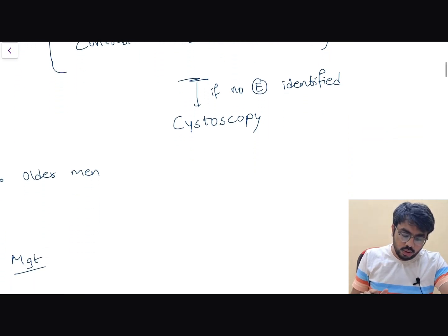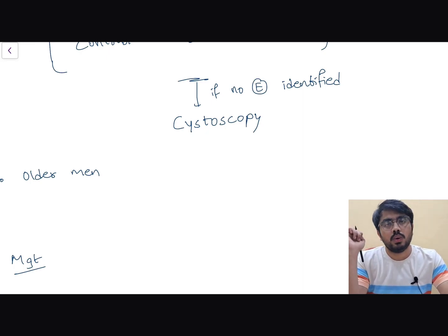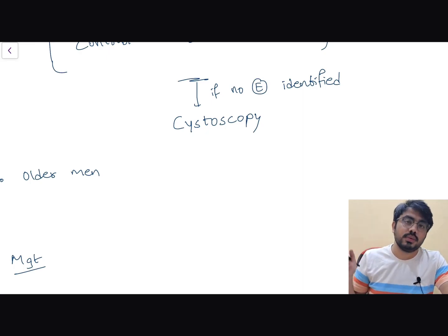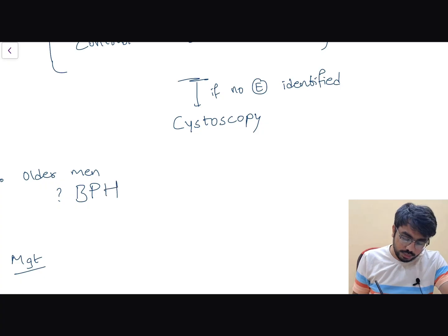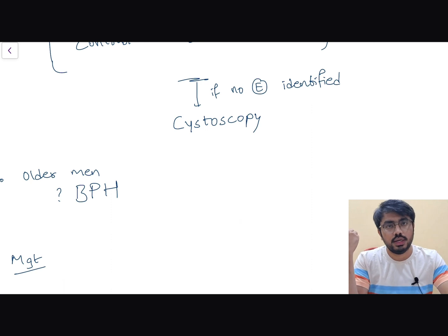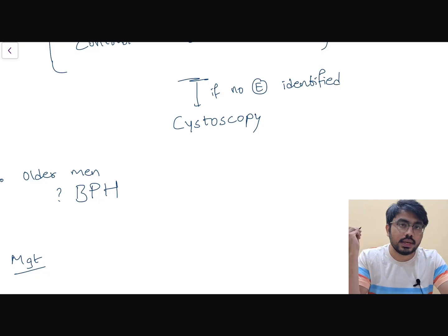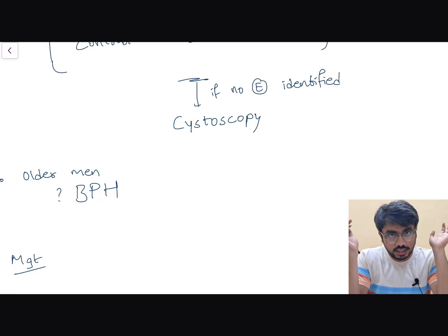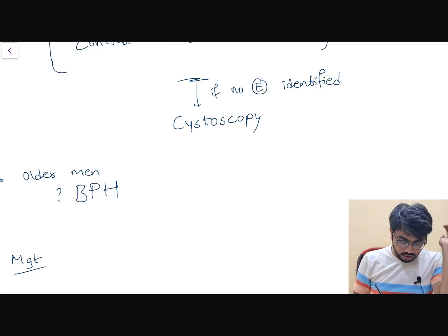So coming to older men, what is the cause of hematuria? Sometimes benign prostatic hyperplasia occurs in elderly males. You already know, even BPH, we have already studied just now, can also cause hematuria. But whenever you are diagnosing hematuria which is due to BPH in an elderly male, the first thing is you have to exclude other causes.